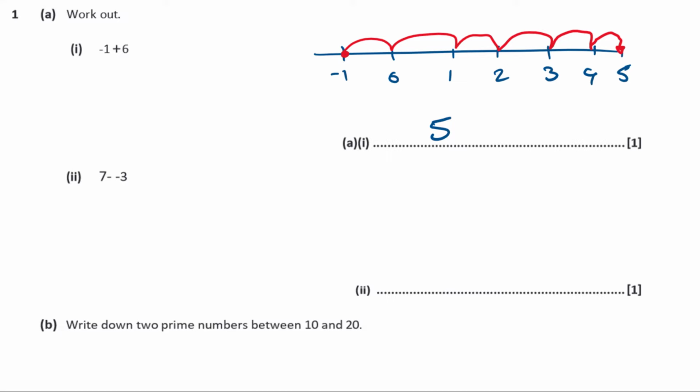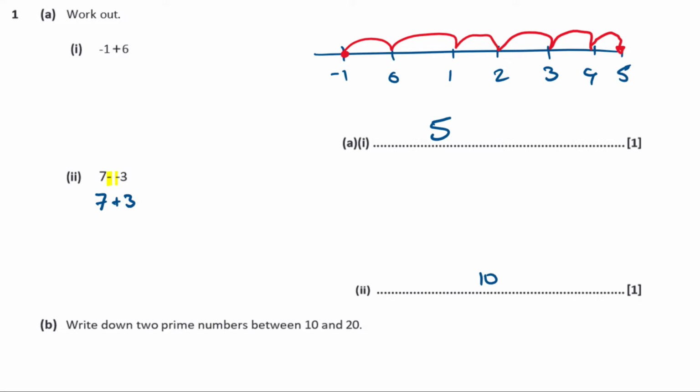Next one, 7 subtract -3. When you've got two signs like this, next to each other, it's a good idea to resolve them into one before you try and do the maths. So taking away a negative number is the same thing as adding a positive one, or those two negative signs make a positive sign. So 7 take away -3 is the same thing as 7 plus 3, and 7 plus 3 is 10.